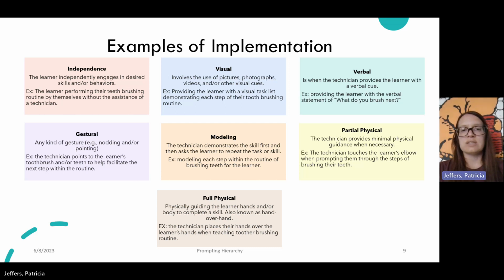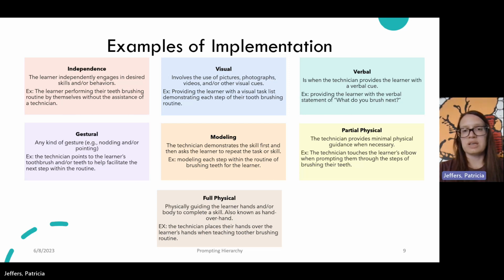Modeling is when the technician demonstrates the skill first and then asks the learner to repeat the task. So an example would be the technician models each step within the toothbrushing routine for the learner and then asks the learner to repeat those steps. Partial physical prompting is when the technician provides minimal physical guidance when necessary. An example of this would be the technician touching the learner's elbow when prompting them through the steps of brushing their teeth.